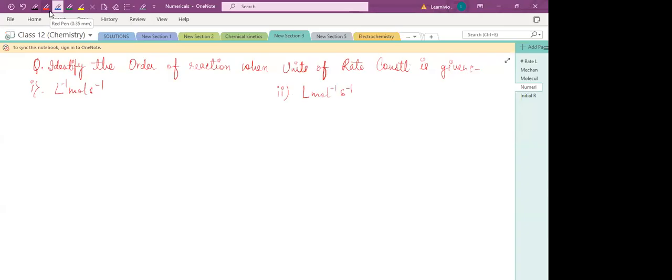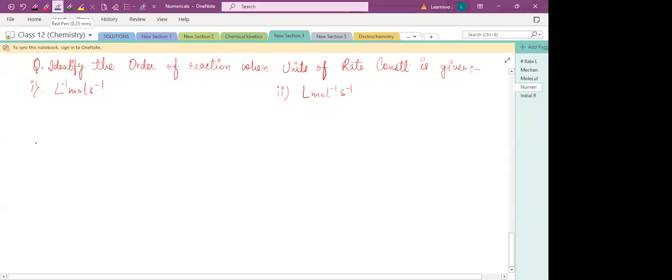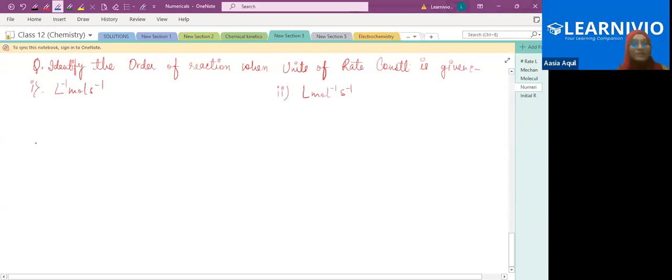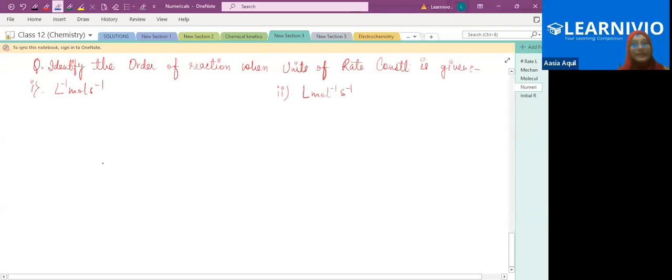The general formula unit is mole per liter per second, right? No, it's the rate constant. What is the general formula for the rate constant? Mole per liter to the power 1 minus n per second. Mole per liter per second was the general unit for the rate. Okay, rate of reaction.